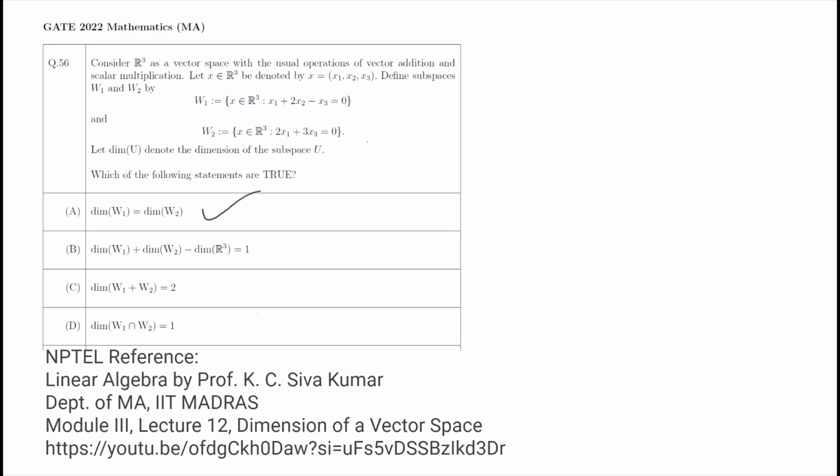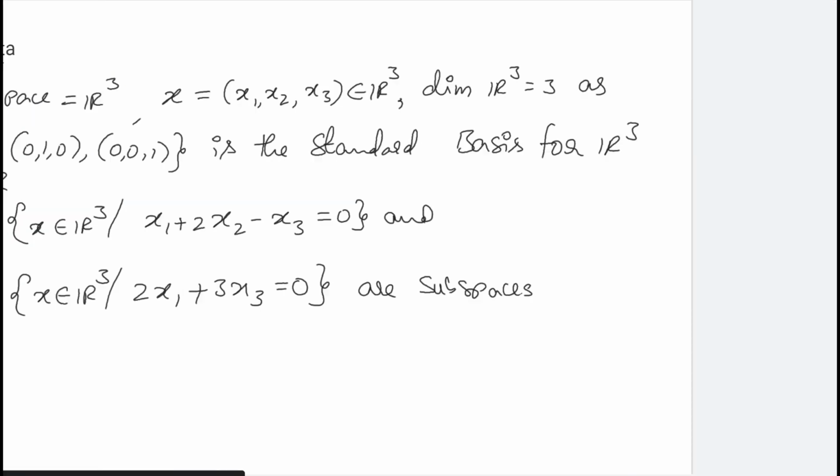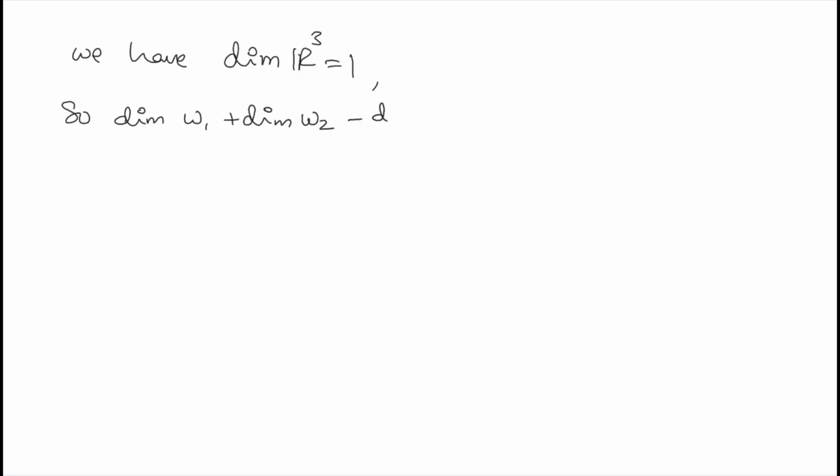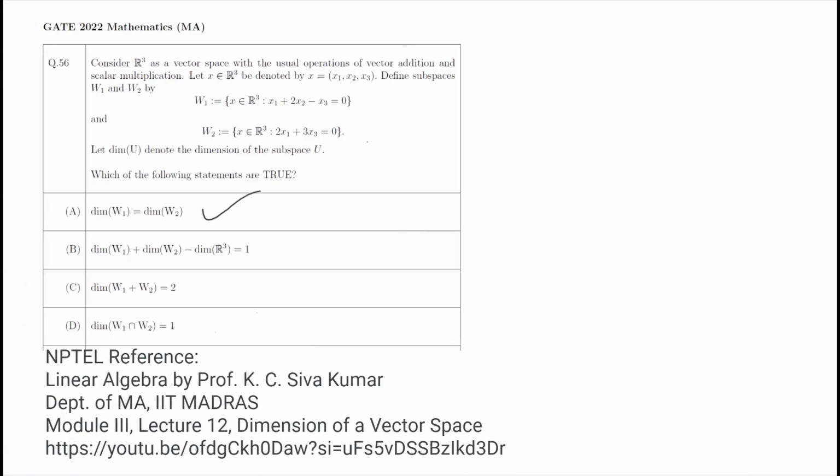And coming to the second option, we have the dimension of R cube as 3. So dimension of W1 plus dimension of W2 minus dimension of R cube is nothing but 2 plus 2 minus 3, which is equal to 1. So option B is correct.